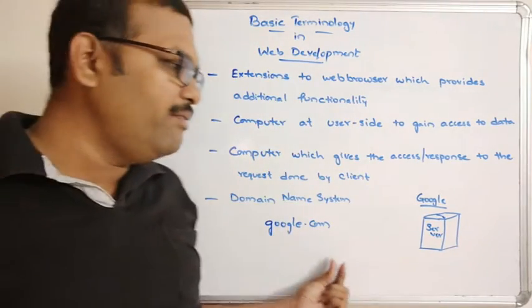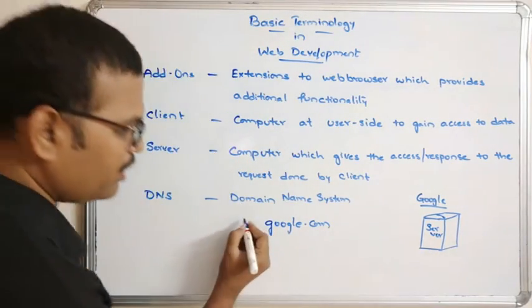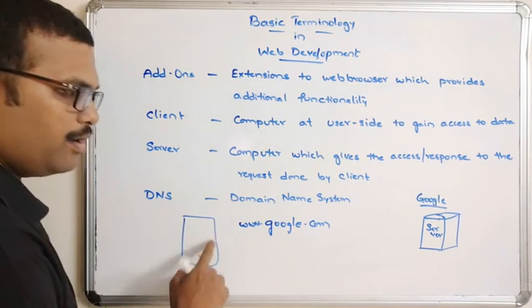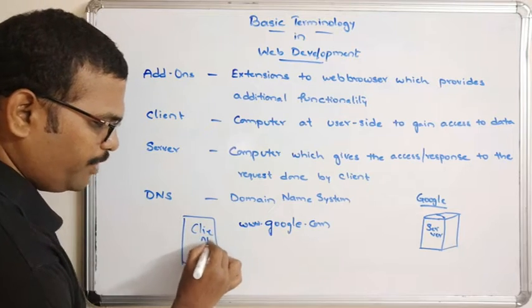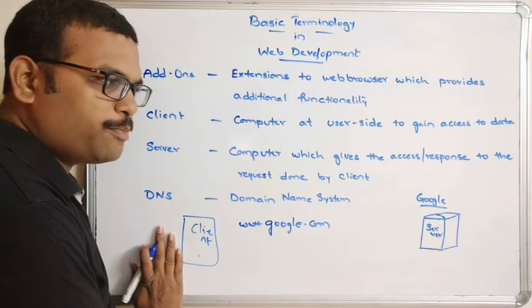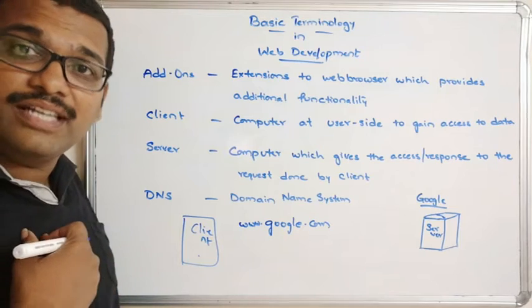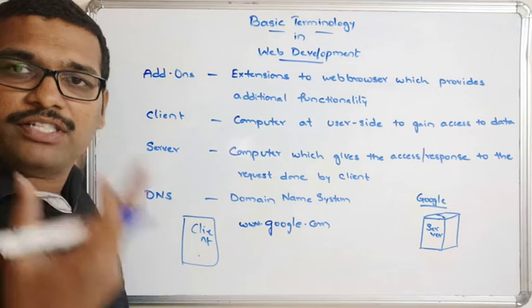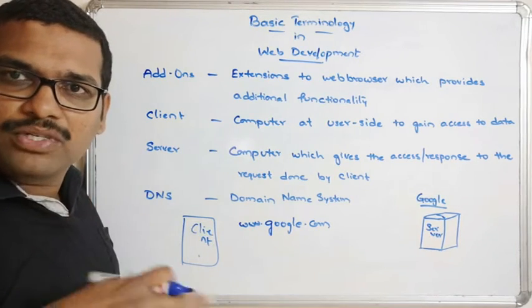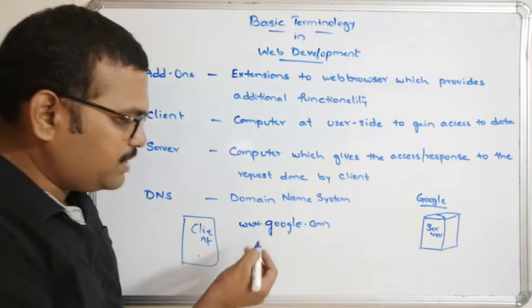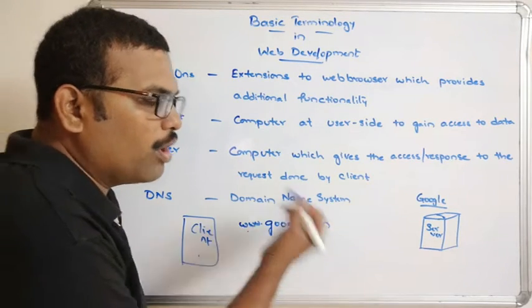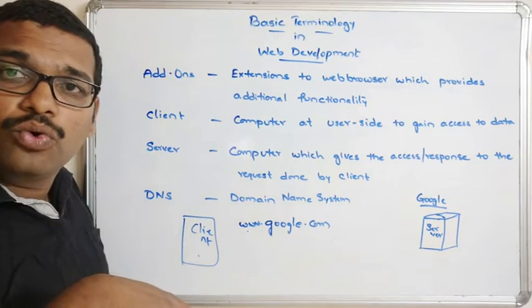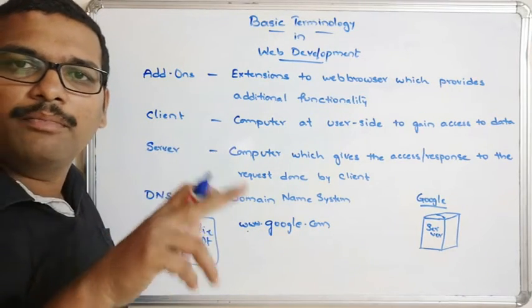Whenever the client enters this, the client should get a response from the server. That means we want to search some information about web technologies. For the first step we open the web browser, and immediately enter www.google.com and press enter. Automatically we are watching the Google home page in our browser.